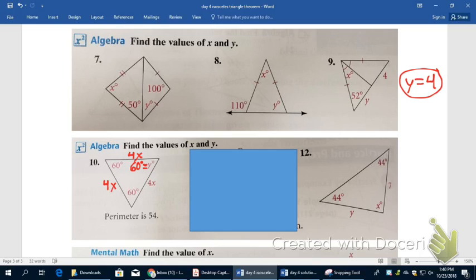Now, it also states the perimeter down here, so if I add all three sides together, 4x plus 4x plus 4x, that would equal the perimeter, 54. Not 180, because angles add to 180. Sides will add to whatever the perimeter is. In this case, it stated 54.